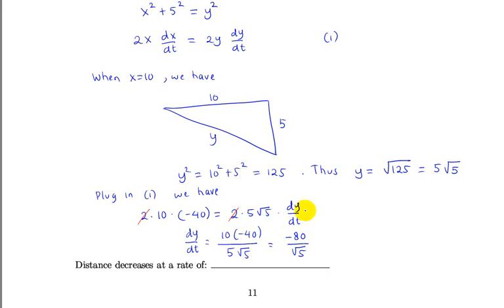Now we can rationalize the denominator by multiplying the top and the bottom by square root of 5. So this is equivalent to negative 80 square root of 5 over 5, which is equal to negative 16 times square root of 5. And don't forget the unit. The unit is in kilometer per hour. And that's all.